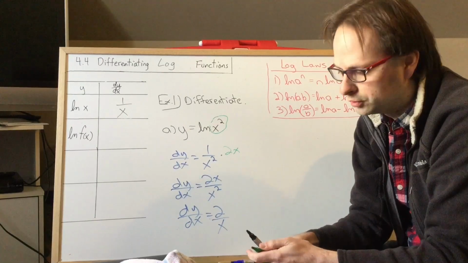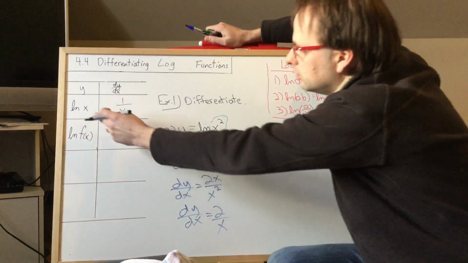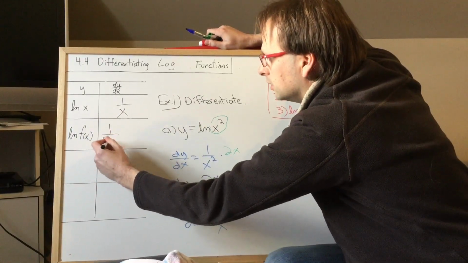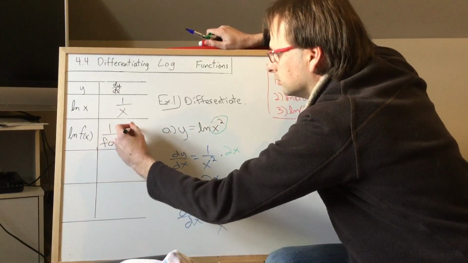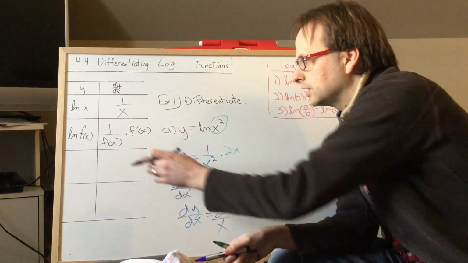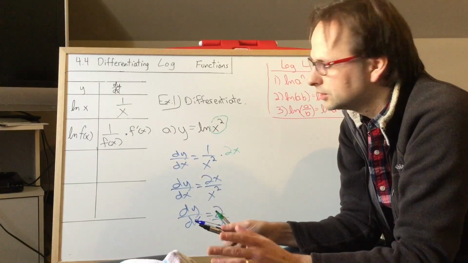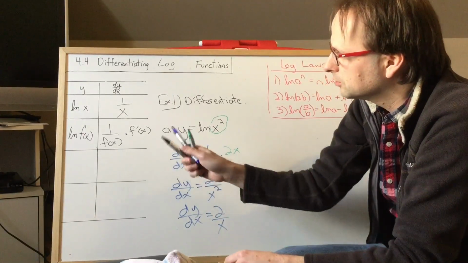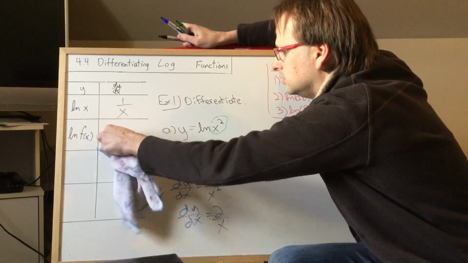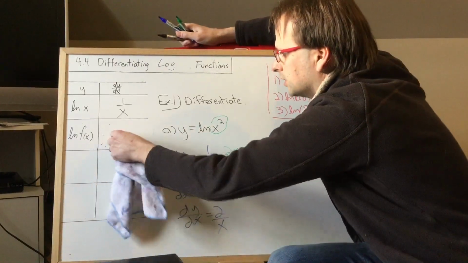Now let's make some rules out of that. If we tried to use the chain rule here, ln of x turns into 1 over x. Ln of f of x is going to be 1 over f of x times the derivative of f of x, because that's the chain rule. Now, because it looks like a fraction multiplied by something else, we could also simplify this into just f prime over f. So let's do that.